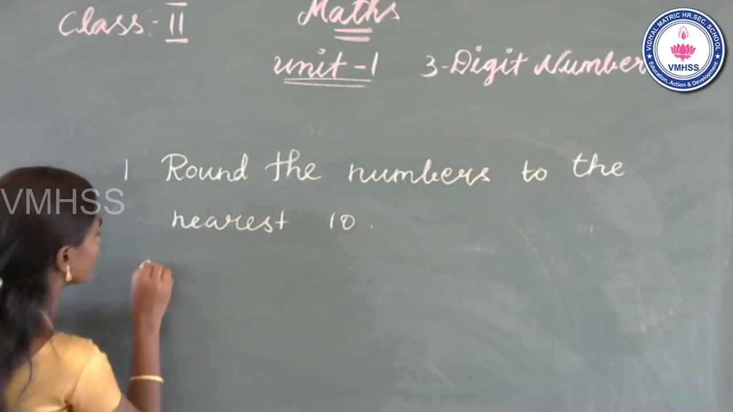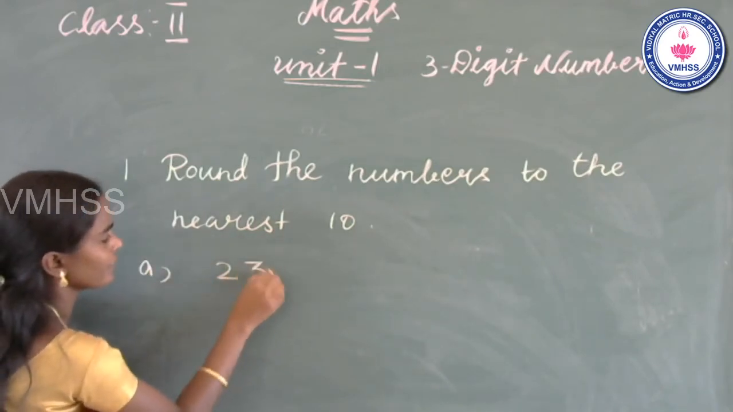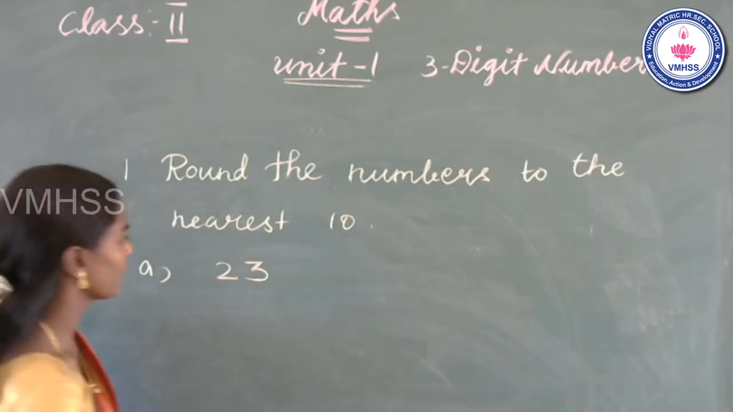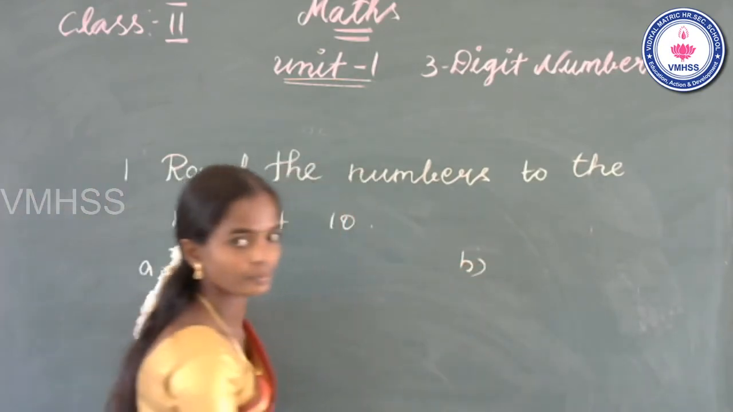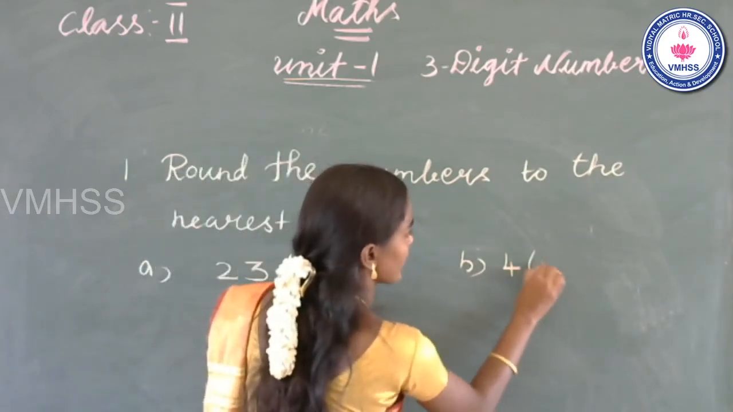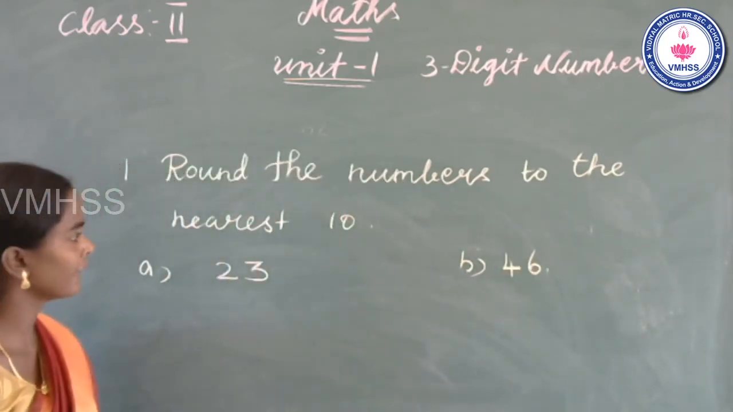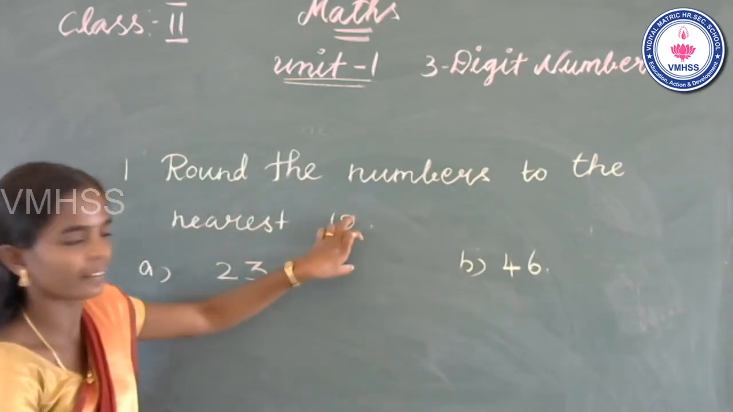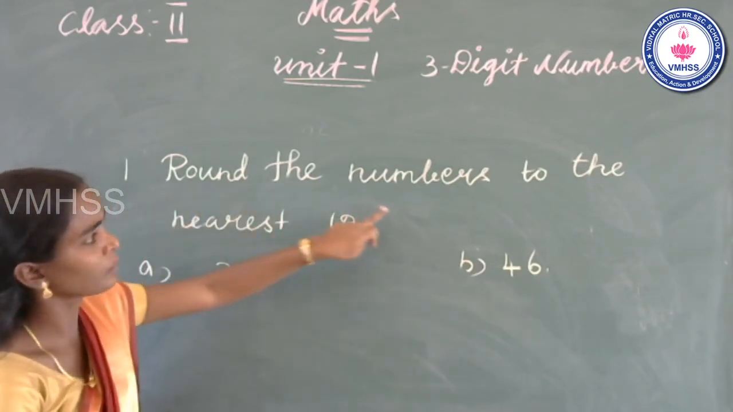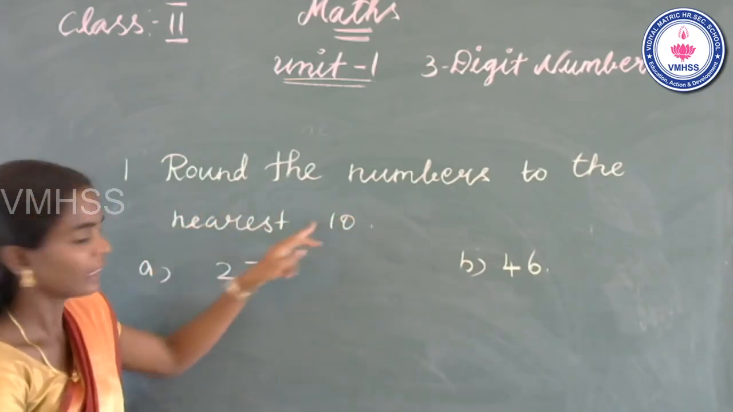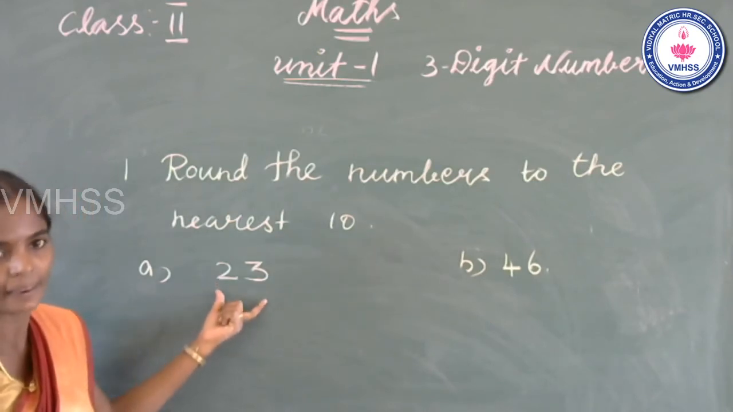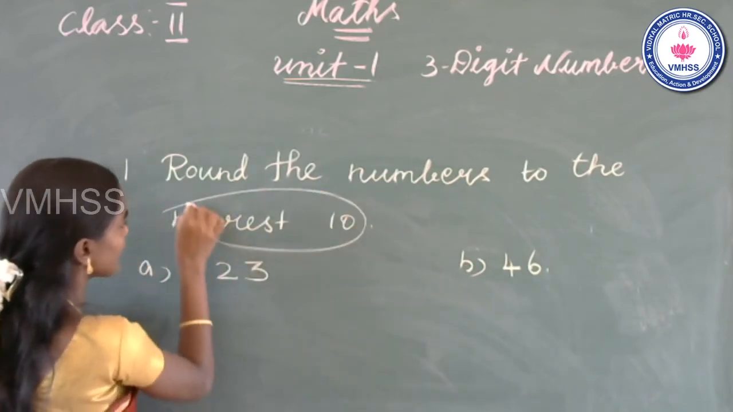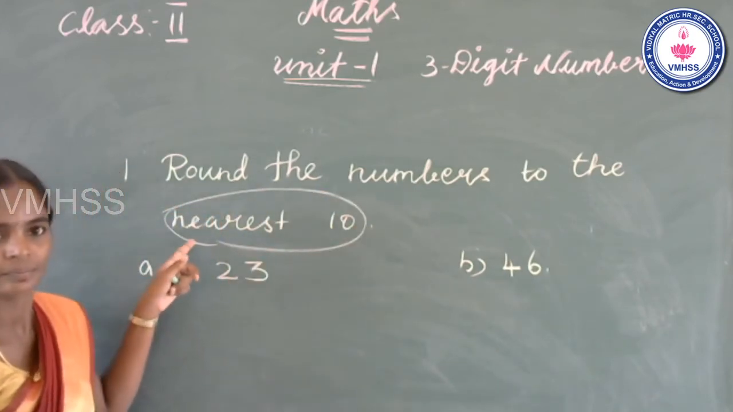The first number 23. Okay, the second number 46. Children, listen. This question, round the numbers to the nearest 10. The first number 23. Okay, children, first we find out the nearest 10.